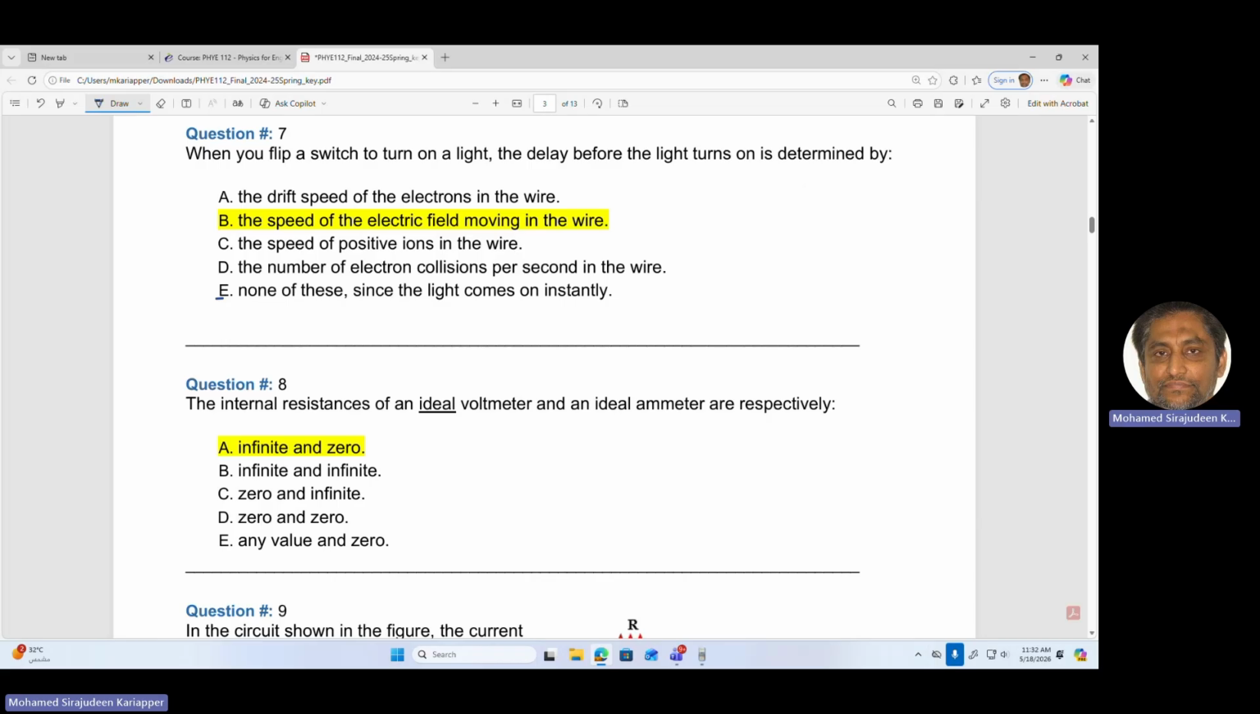So the reason is that it is determined by the speed of the electric field, and the speed of the electric field is the speed of the electromagnetic wave, c, the speed of light, the fastest speed possible.